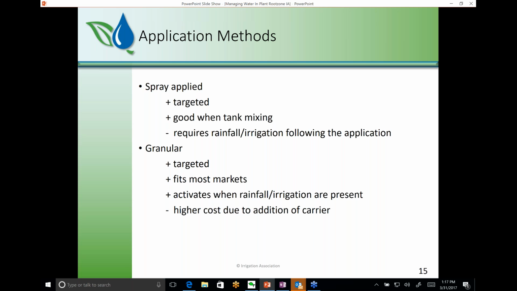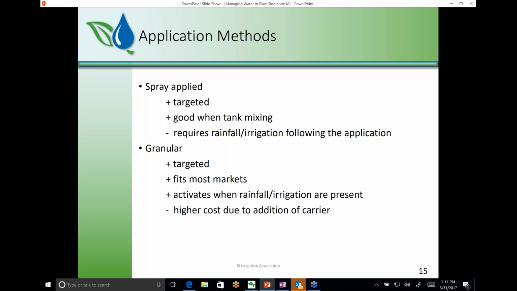Second way to apply water management chemistries is through granular applications. Again, the positives, these can be very targeted. They fit most markets. I know that most landscapers, sports turf managers, golf course superintendents, growers will make granular applications to their crops or their playing surfaces. And the nice thing about granulars is the granule can be applied and then it sits there waiting for rainfall or irrigation to move it into the plant root zone.